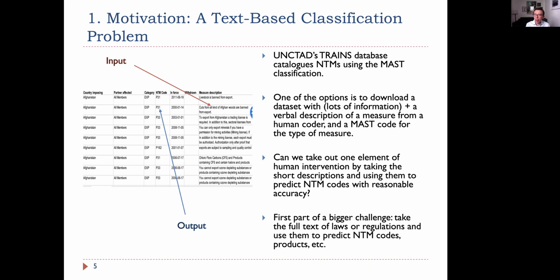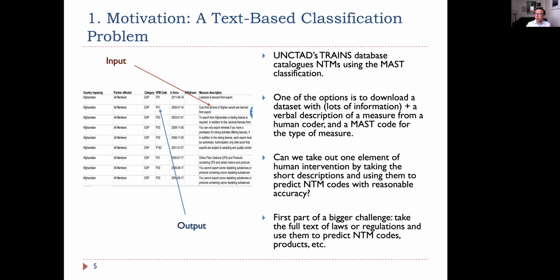We're not going to do the full alphanumeric code, but ideally what we'd like to do is take this input that I've marked with a red arrow. As you can see, that is a verbal description that a human coder has put in to summarize a particular measure that they found in some countries' law. In this case, it's Afghanistan. They found this measure, they write down basically what the measure is about, and then they themselves classify it using the MAST classification. So what we'd like to do is to take their text as input and then to produce the classification scheme in blue as the output. Okay, so that's our basic problem that we're trying to solve.